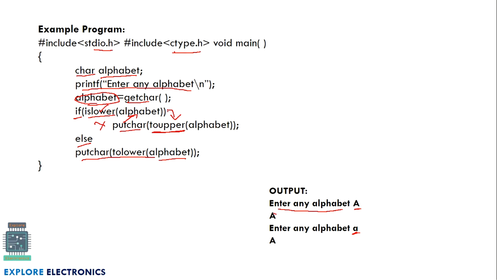Here it should have been lowercase a. So ideally what it is doing is checking if the entered alphabet is uppercase. If it is uppercase, it is converting it to lowercase and displaying. If it is lowercase, it is converting it into uppercase and displaying. So this is what this simple program is doing.